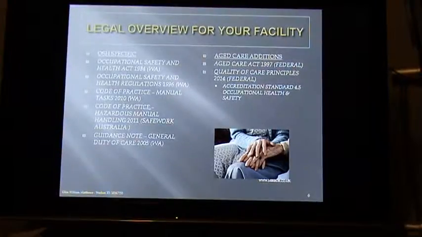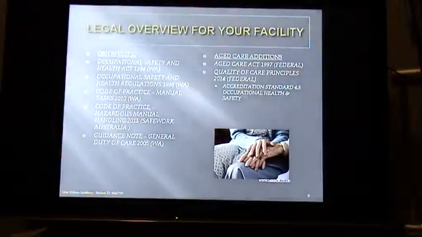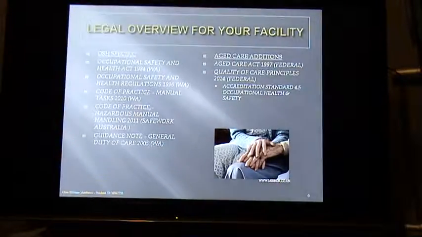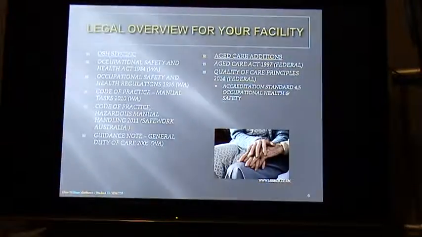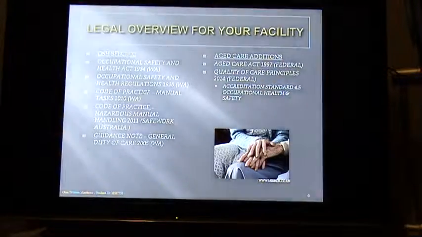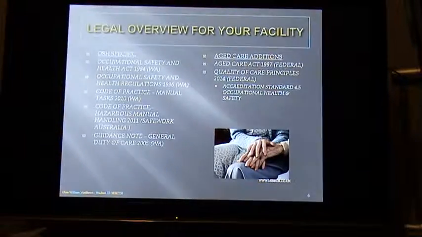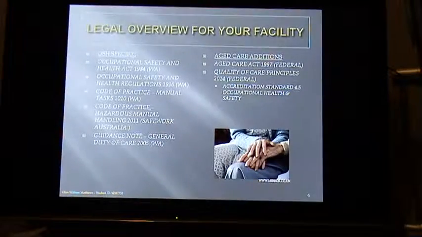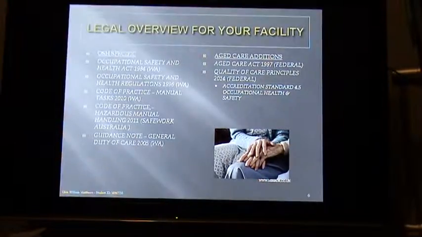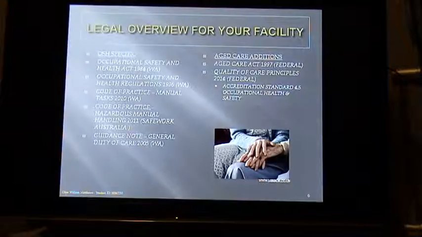So for your facility, the main two Acts of Parliament that are important for everyday work in your facility, from the position of occupational safety and health, and maintaining that safe working environment within your facility. On the left hand side you have the OSH specific, so you have the Occupational Safety and Health Act 1984, which, as you can see there, is a Western Australian document. It's only covered for West Australia.